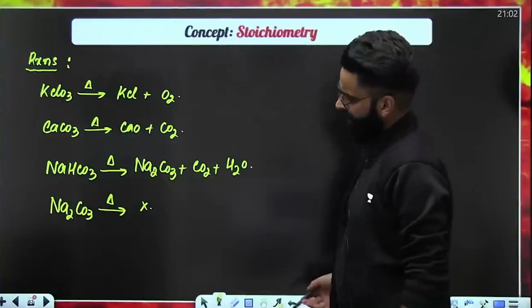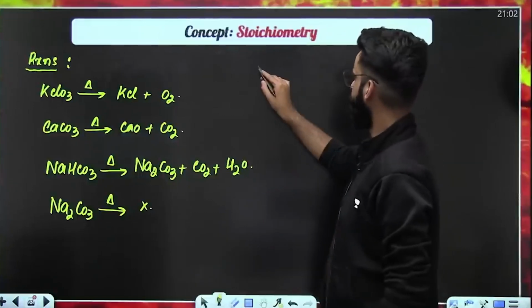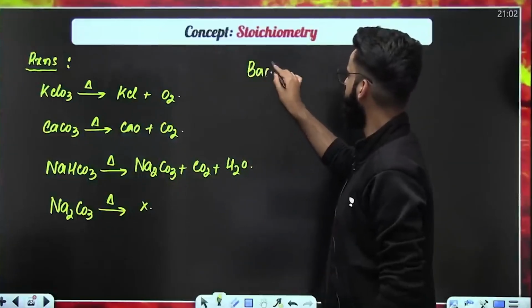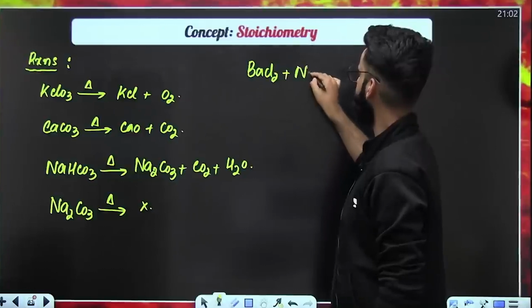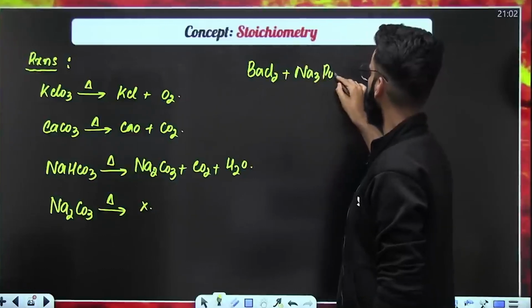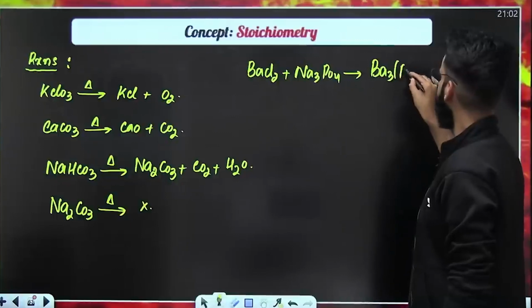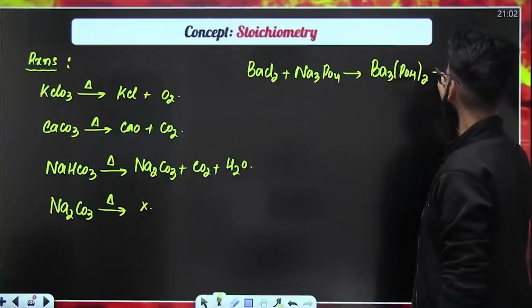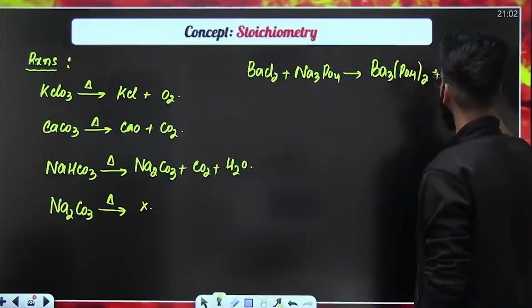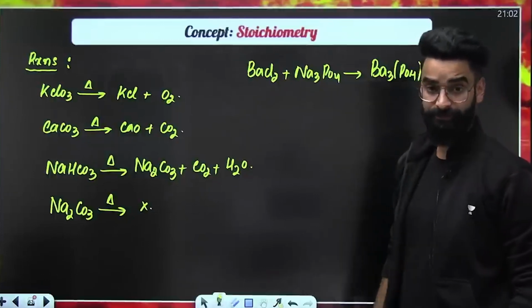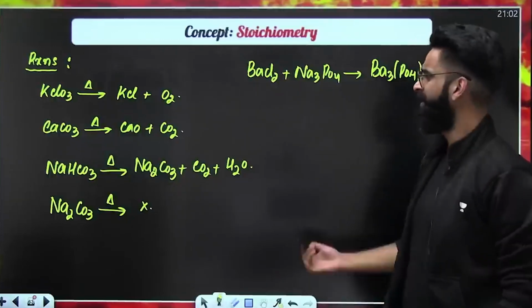Similarly, what other reactions do we have? BaCl2 plus Na3PO4 gives Ba3(PO4)2 plus NaCl. One more important reaction which we frequently use here.